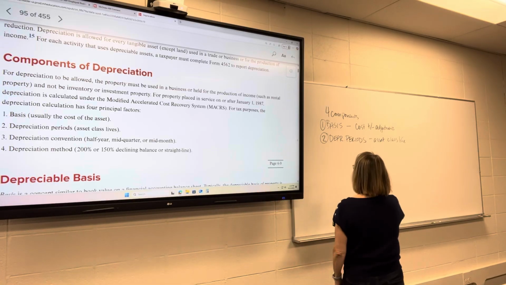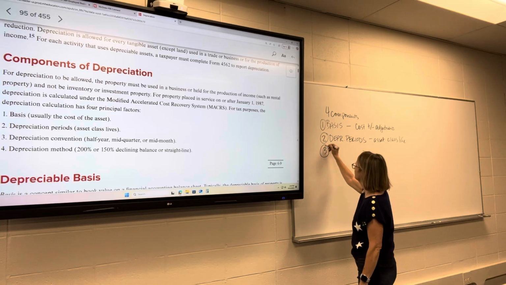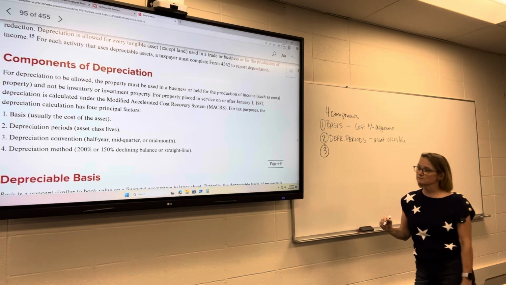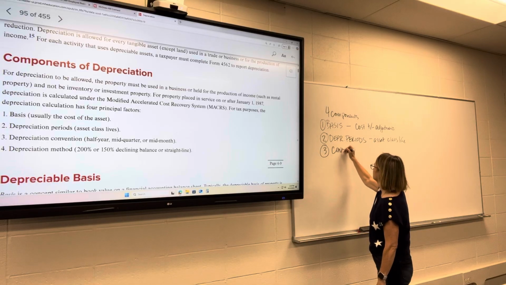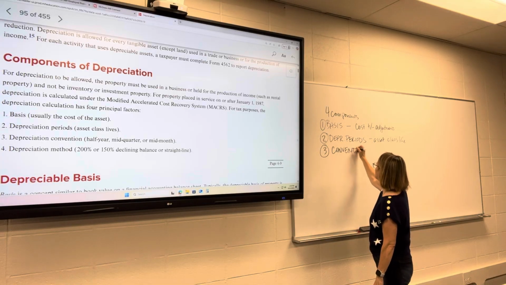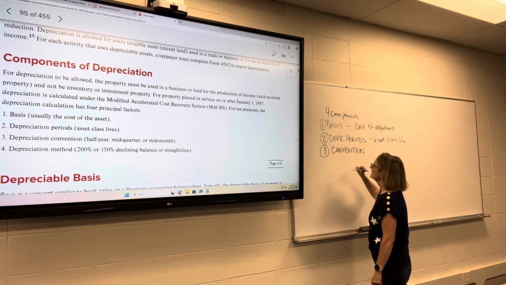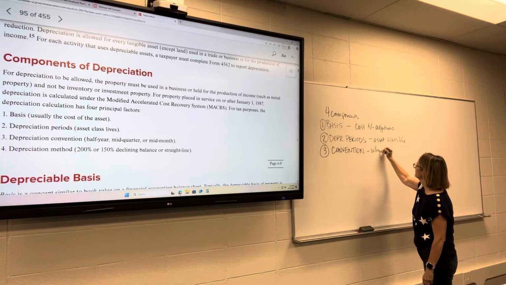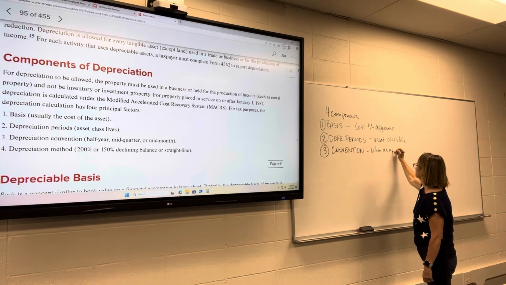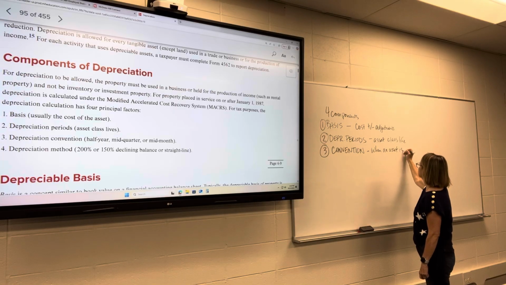The third one, and this is kind of the most foreign concept to most students, is called the convention. We're not talking about a meeting of people. The convention has to do with when an asset is placed in service.